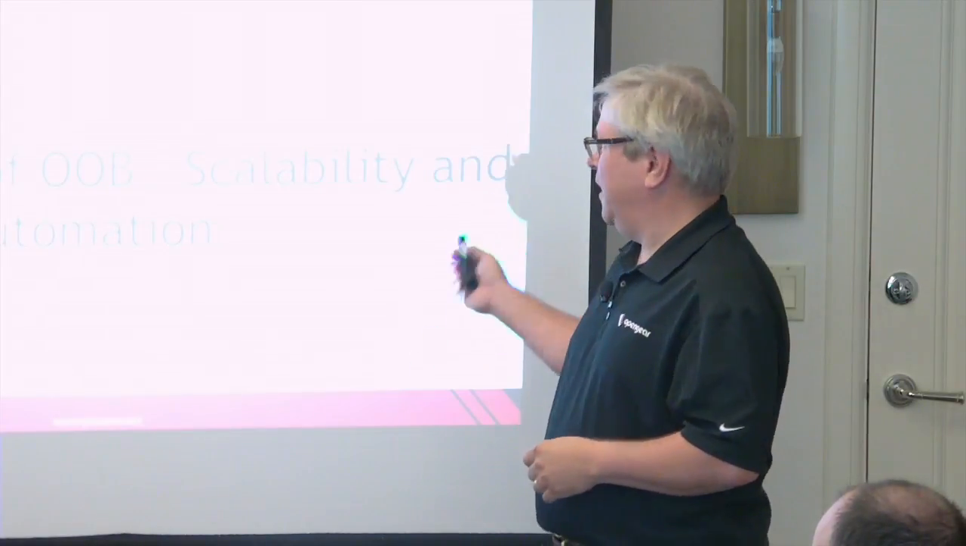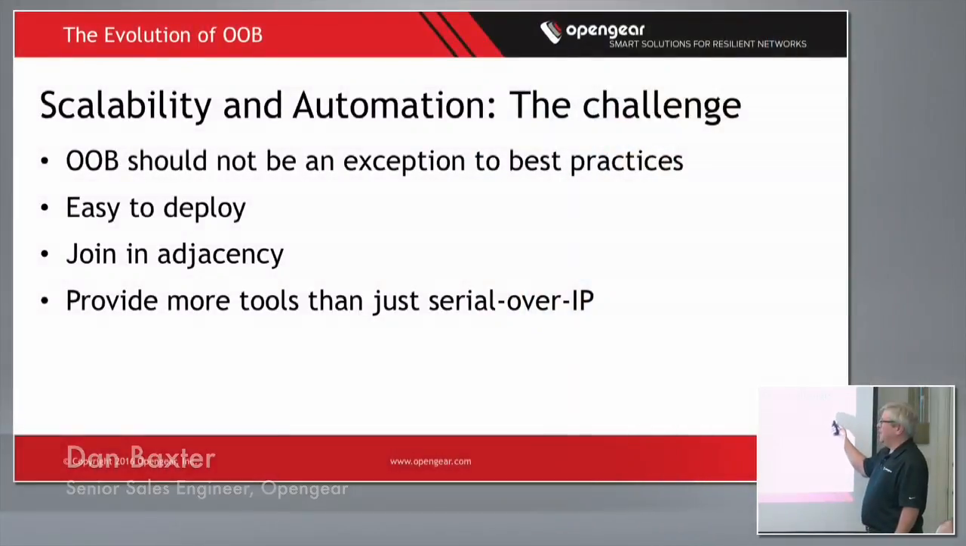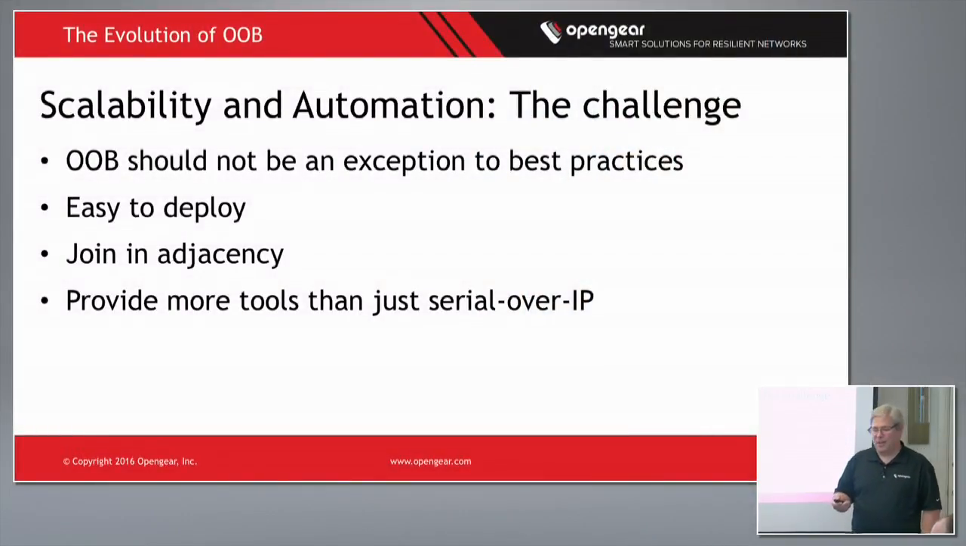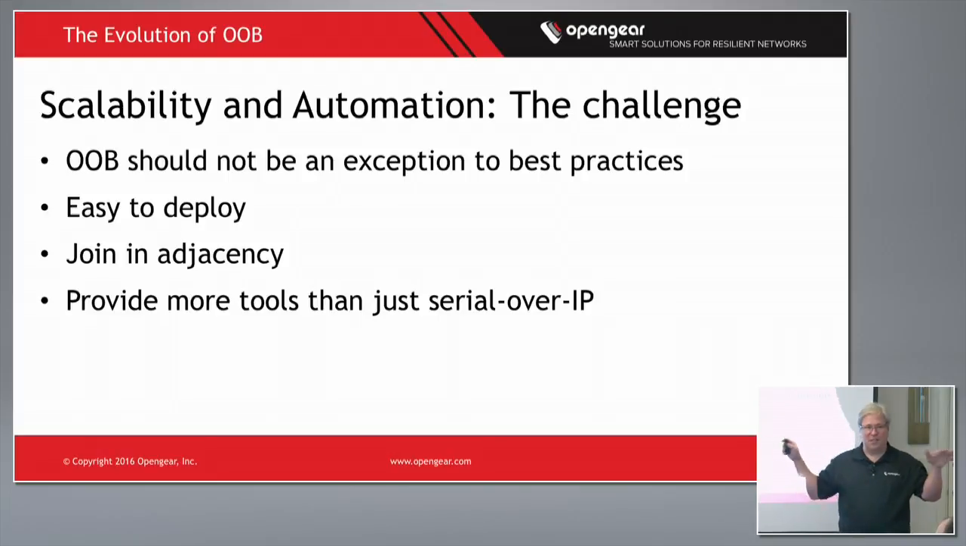So let's talk about the scalability and automation aspect of this. What's the challenge? The big challenge we're finding now is customers expecting that out-of-band should not be an exception. It's not a tool where, I have all these normal procedures, but when I introduce this tool, it's going to be an exception, and I'm going to make allowances for it. They want it to be easy to deploy. They want it to now join in adjacency, meaning whatever they're doing for adjacency and connection troubleshooting, they want that to be available in the out-of-band tool.